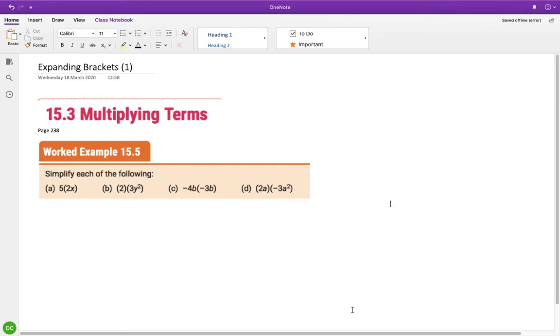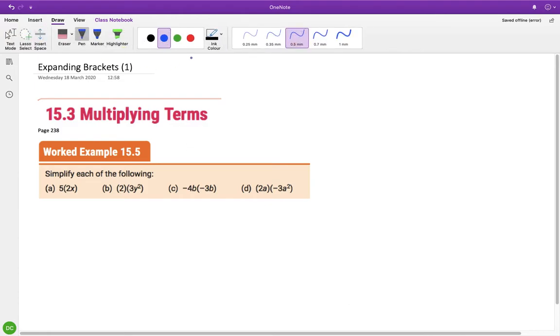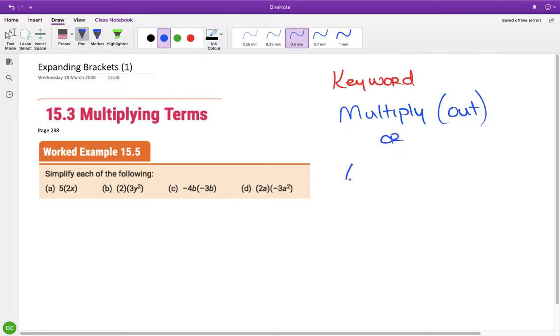We're going to look at multiplying terms. So, keyword here, they can ask you to multiply, like multiply out the brackets or something like that. Or another word is expand, and it means the same thing. So to expand brackets, or to just expand, means to multiply. I would always refer to this as expanding brackets, but you could definitely see multiply.